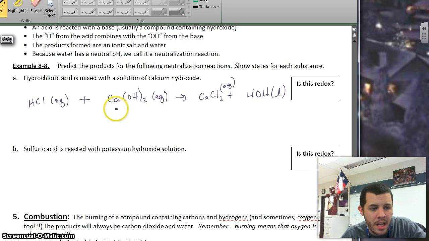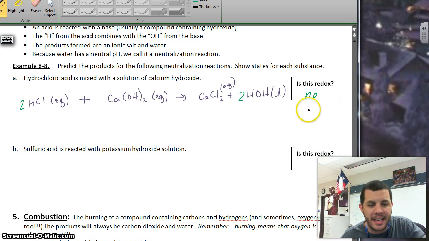Now, let's see here. Calcium, I've got 1 and 1. Hydroxide, I've got 2 and 1, so let's do a 2 right here. Chloride, I need a 2 right here. And then 2 hydrogens and 2 hydrogens, so we are good. Is it redox? No, it's not. And everyone's happy as a clam.